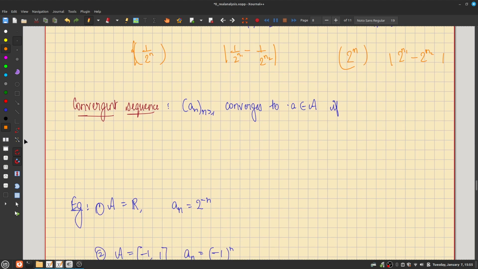You can define all of this for infinite dimensional vectors also.